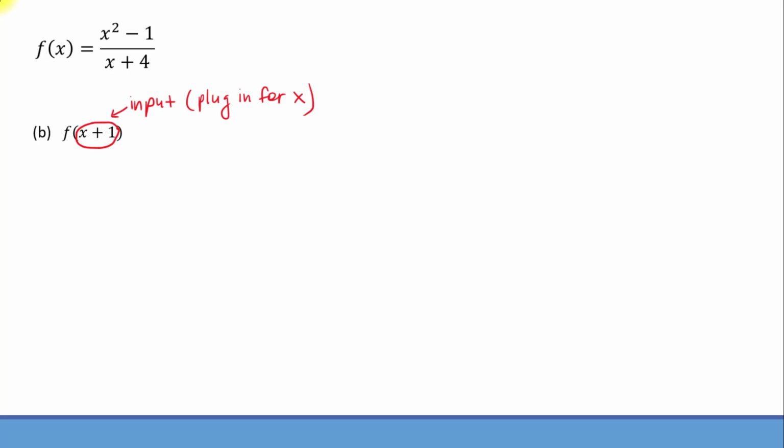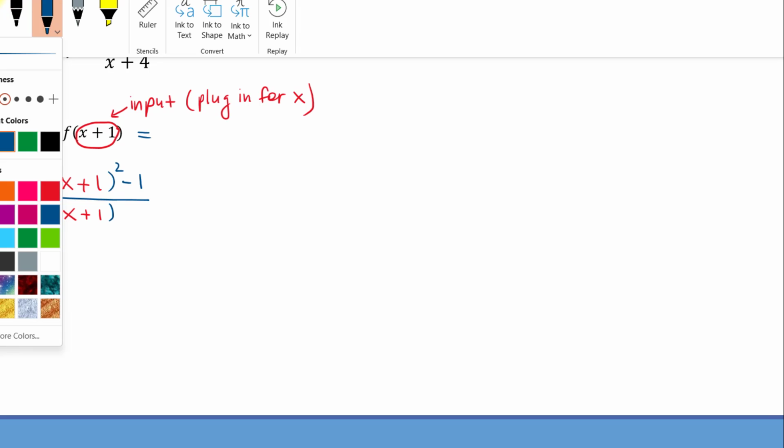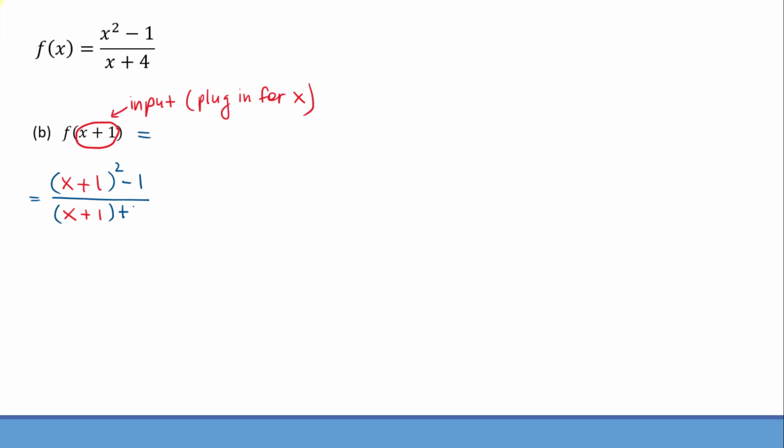F of x plus 1 equals the first x in the numerator I am replacing with x plus 1. And because x is squared, expression x plus 1 is being squared as well. And then I continue the numerator by writing minus 1. In the denominator, I am replacing x with the given expression x plus 1. And finish this off by writing plus 4. So that's what means f of x plus 1. And what's left to do is just to simplify this expression by simplifying the numerator and the denominator.